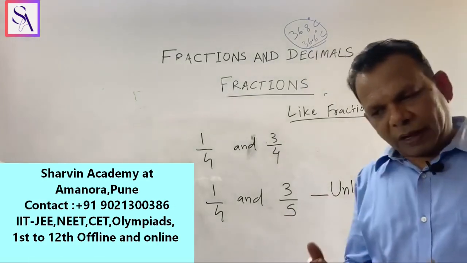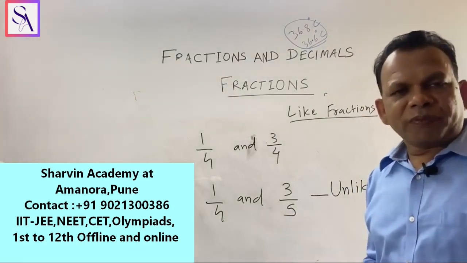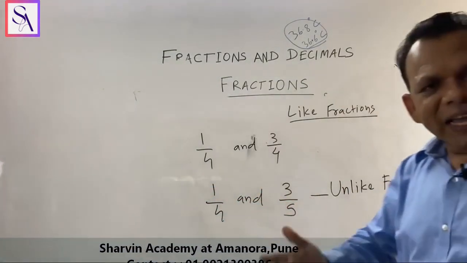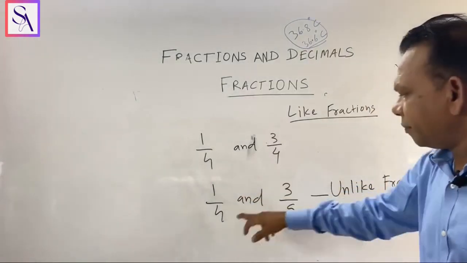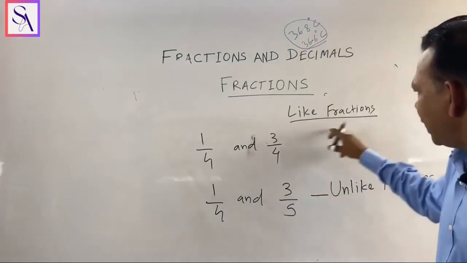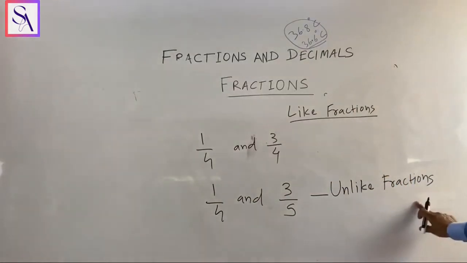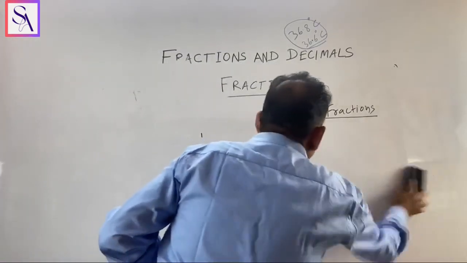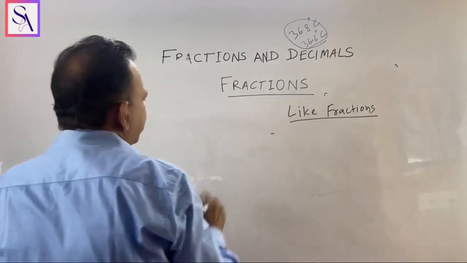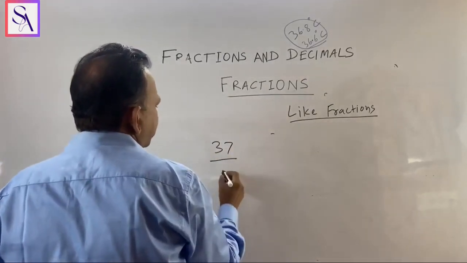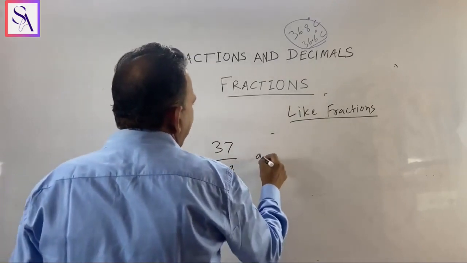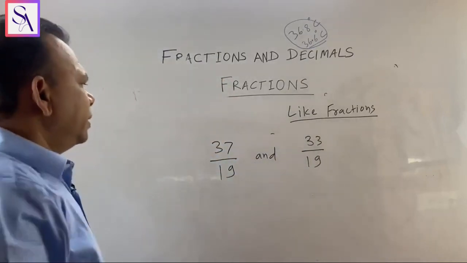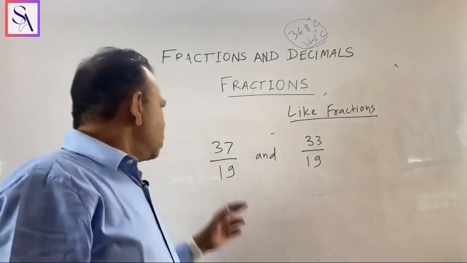So maybe in your class test or in your school or in your exam, there might be one question for 5th, 6th or 7th. Find out below fractions are like or unlike. So what you have to check? You have to check the denominator. If denominators are same, then like. If denominators are not same, then unlike, right? In this way you have to solve those questions. So I will give couple of more examples, like 37 upon 19 and 33 upon 19. These two fractions, little bit bigger fractions, right? So 37 upon 19.